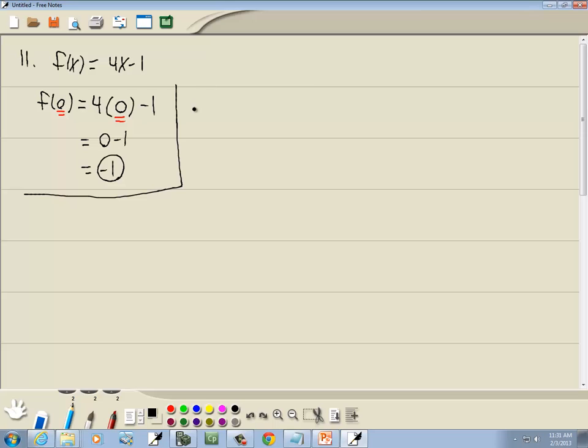Then they want us to find f of 3. And again, we go to our original function. Wherever you have an x, you put in parentheses, and everything else remains the same. Whatever's inside the parentheses here is what we automatically put in over here. So we're going to put in a 3 there. 4 times 3 is 12. 12 minus 1 gives us 11.